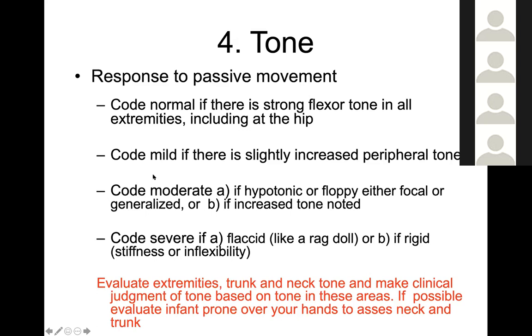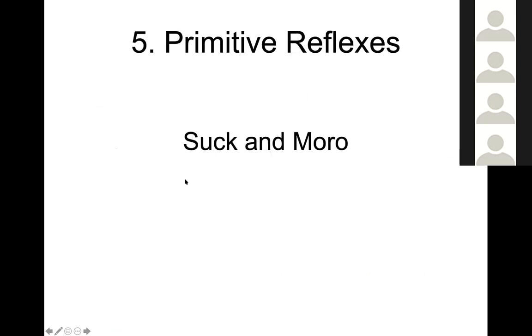So you just need to examine mainly the tone in the extremities, especially if the baby is ventilated. But if the baby is not ventilated and is quite stable, you can do a ventral suspension as well to assess the tone of neck and trunk. So that's the first four criteria. And the fifth one is primitive reflexes, and the final one is autonomic.